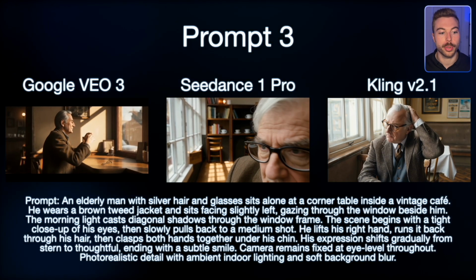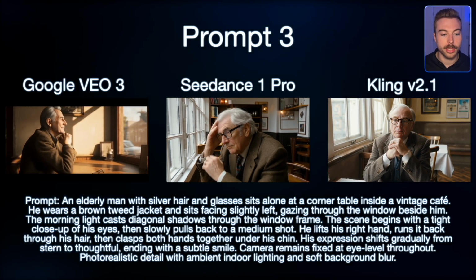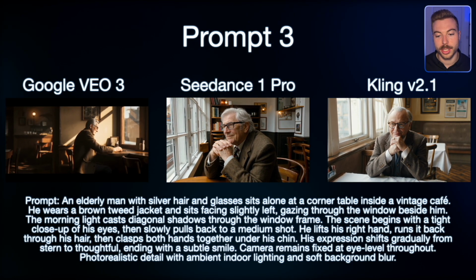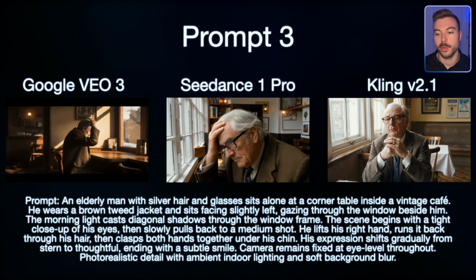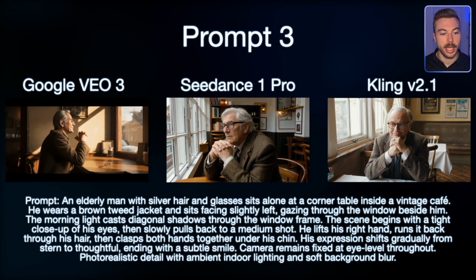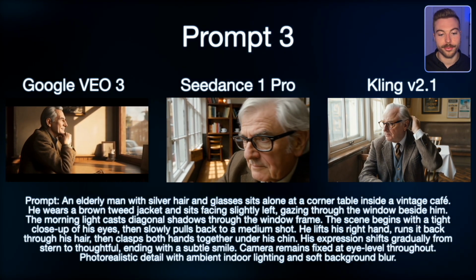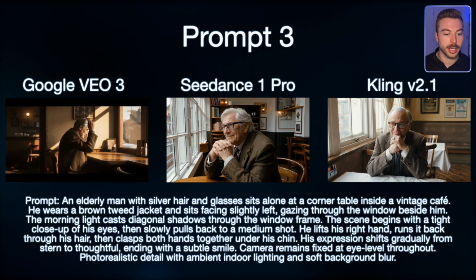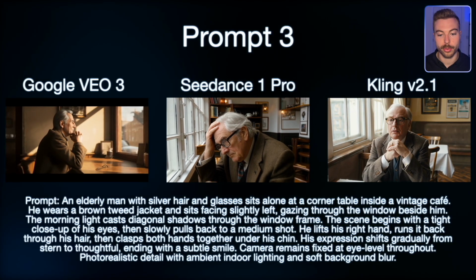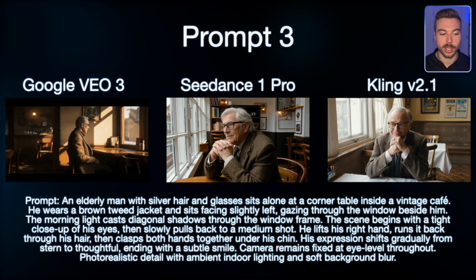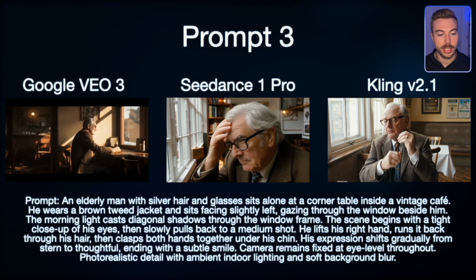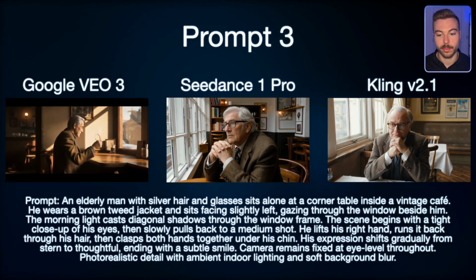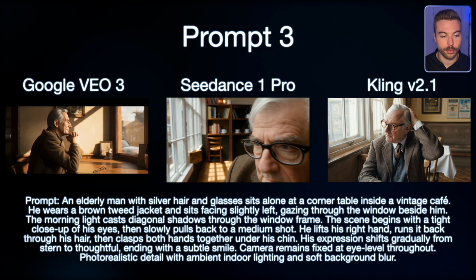If we come across to prompt number 3, we've now got an elderly man with silver hair and glasses sitting alone at a corner table inside a vintage cafe. He wears a brown tweed jacket, sits facing slightly left, gazing out the window beside him. The morning light casts diagonal shadows through the window frame. Scene beginning with a tight close-up on his eyes, slowly pulls back into a medium shot. He lifts his right hand, runs it back through his hair, then grasps through.